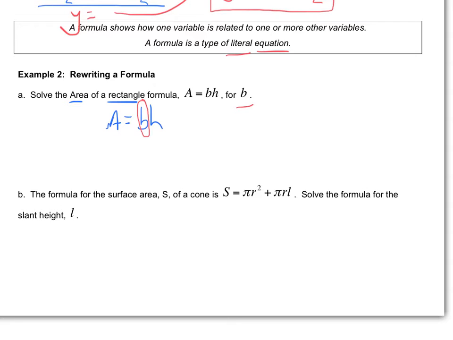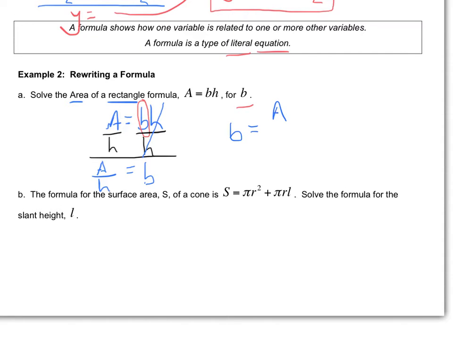So using our SADMAP steps to undo b times h, I'm going to divide. And this time I'm not dividing by a number, notice that I'm dividing by h. So now we've got to look at what that does for us. Well, h divided by h, any number divided by itself becomes 1. So that cancels, which is what we want. Now b is already by itself. On the other side, a is divided by h. I don't know what a is, I don't really know what h is, so I can't do the actual division at the moment. But for now, we can rewrite our formula.